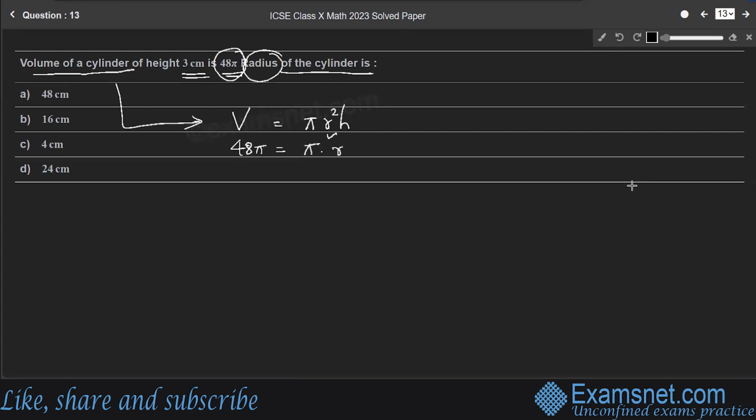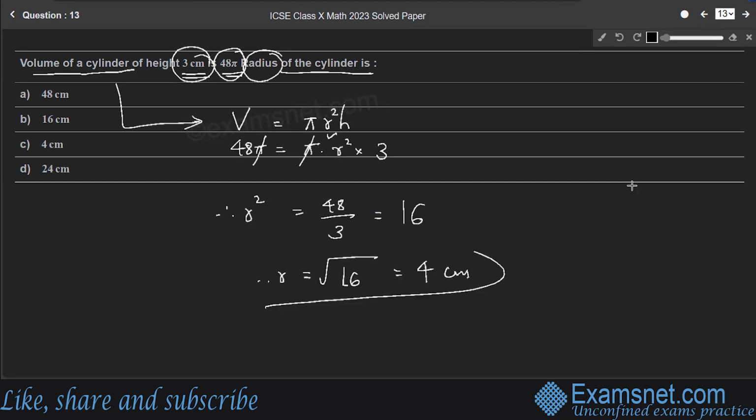The height is given, which is 3 centimeter. So we can cancel pi and pi. Therefore, r square is 48 by 3, which is 16. Therefore, r is root of 16, which is 4 centimeter. Therefore, the radius of the cylinder is 4 centimeter, option C.